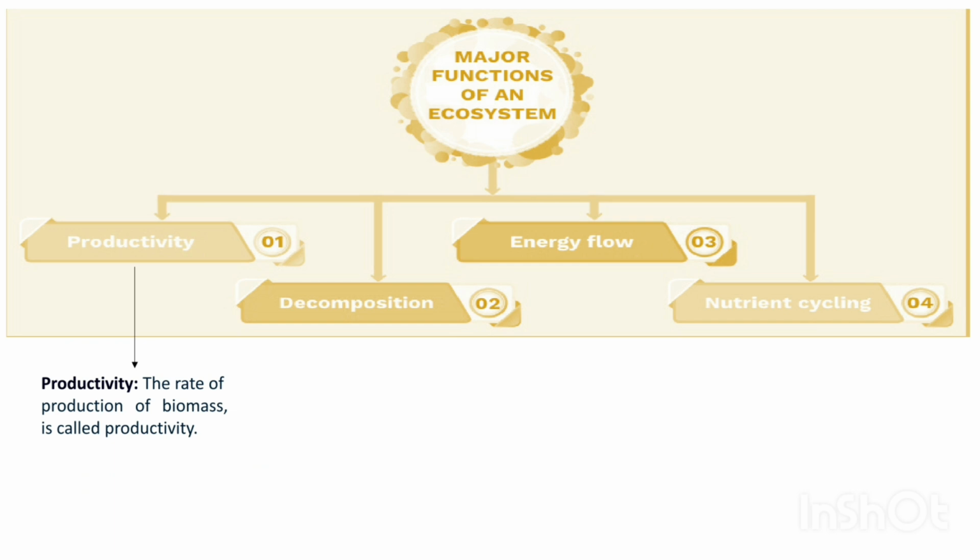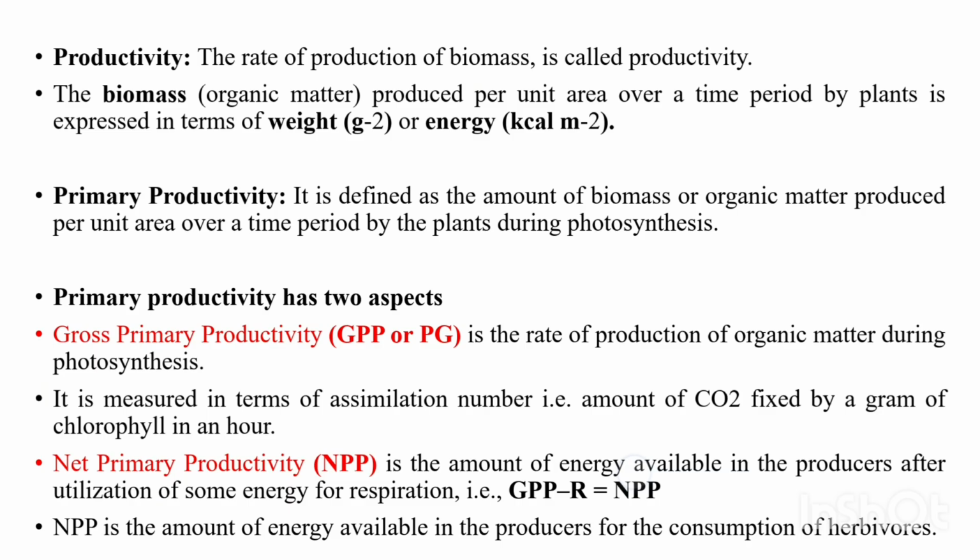So then the functions of an ecosystem. One is productivity, next decomposition, then energy flow, next nutrient cycling. We will study them one by one. At first, what is productivity? It is the rate of production of biomass. The rate at which the biomass is produced is called productivity.